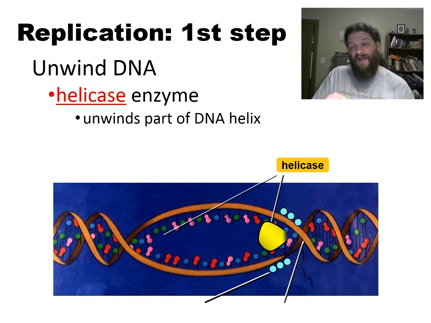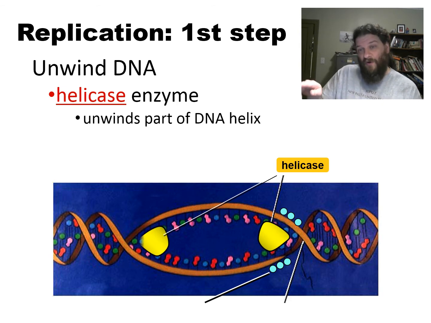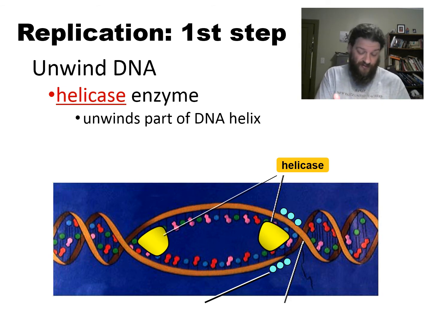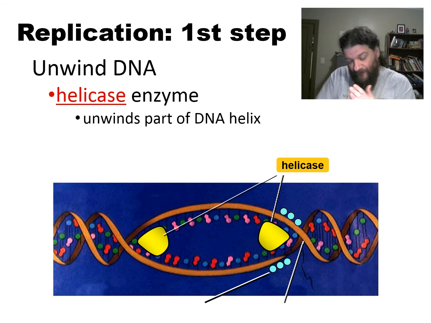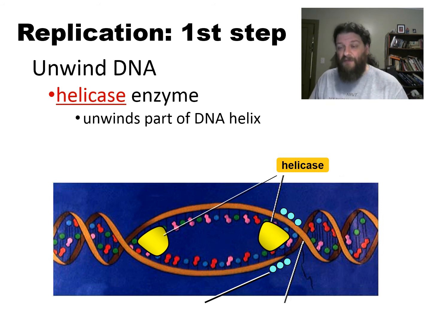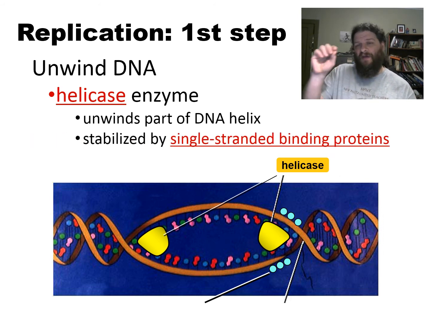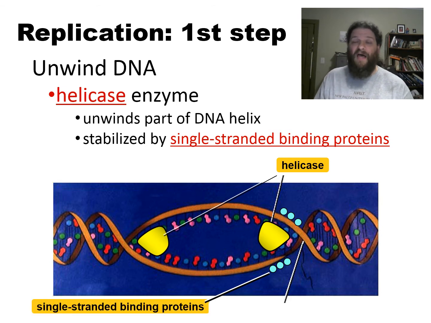Now, as that helicase works, there's going to be one on one end and one on the other end of this bubble because it's going to grow in both directions. In order to keep the bases from coming back together again, right behind the enzyme, there are proteins along the way that stabilize each strand apart from each other.